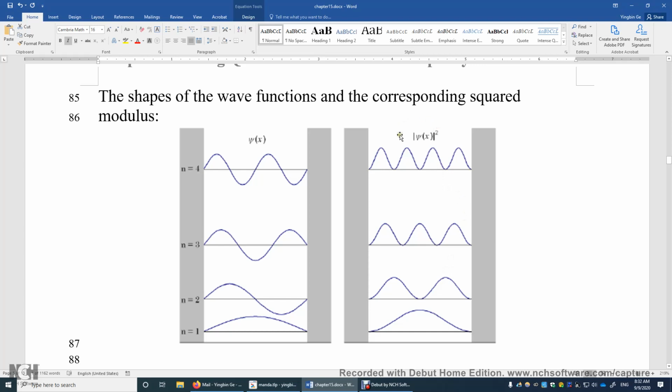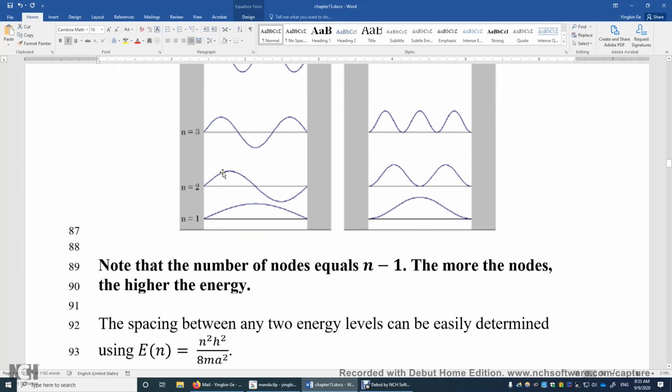What's the physical meaning of this squared modulus of psi? Probability density. So if we multiply this by dx, that will give us the probability of finding the particle between x and x plus dx. And then if we integrate the squared modulus of psi dx from 0 to a, the integral should be equal to 1, 100%.